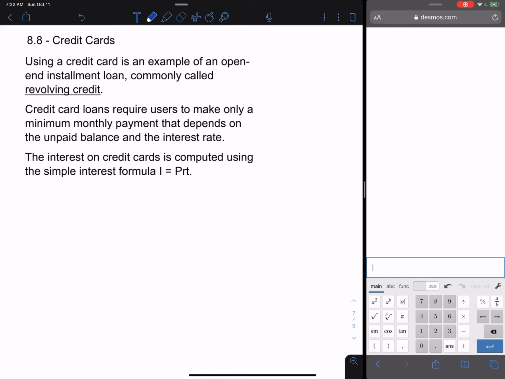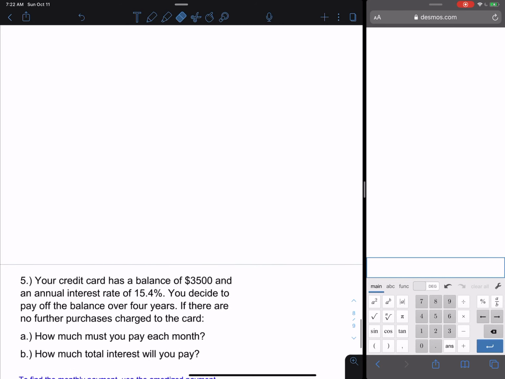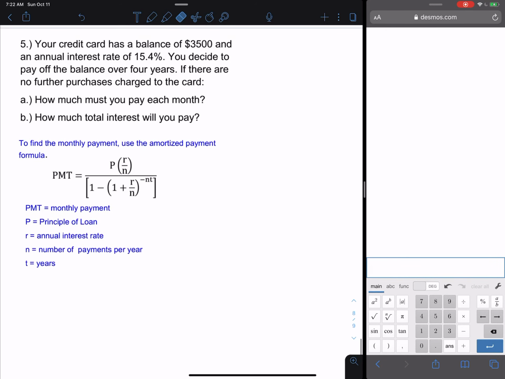However, if you're using that I equals PRT formula, it takes a lot of different steps because of this revolving credit. You essentially have to calculate it taking into account the number of days since you've last made a payment, the number of days since you last purchased something else, and how long that something is sitting on your credit card. So rather than looking at how to use that simple interest formula, we're going to look at what happens when you decide to stop spending money and just pay off your credit card.